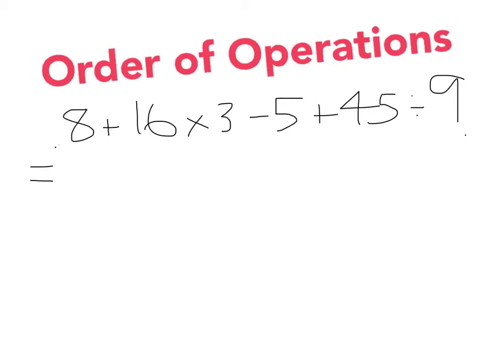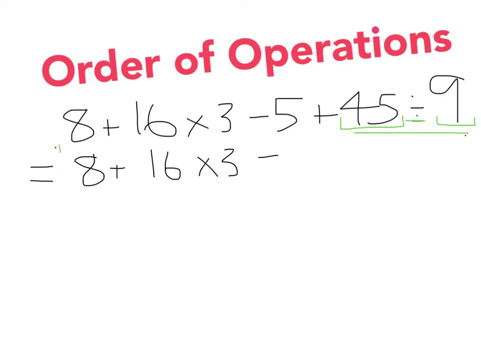Okay. Let's start from the left, move our way. Oh, look, here, I've got one here. I've got my division sign here. I look to the left of it. I've got positive 45. I look to the right of it. I've got positive 9. So I know that equals 5. So I rewrite the line the same. 8 plus 16 multiplied by 3 minus 5 plus 5. Okay, perfect. That's my division done.